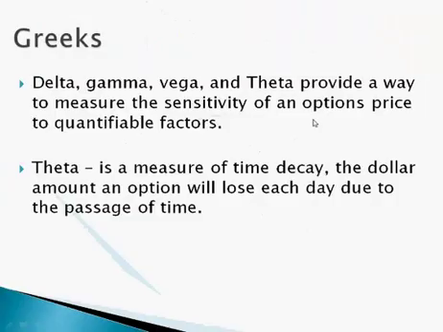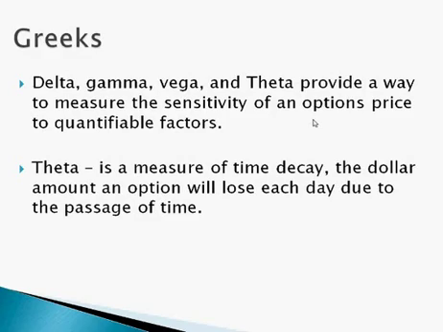The Greeks. Okay, the Greeks are what? We've got Delta, Gamma, Vega, and Theta. There's one more. They provide you a way to measure the sensitivity of an option price to quantifiable factors. Of all of these Greeks, we're going to focus on Theta because this is the most important one. This is the measure of time decay.